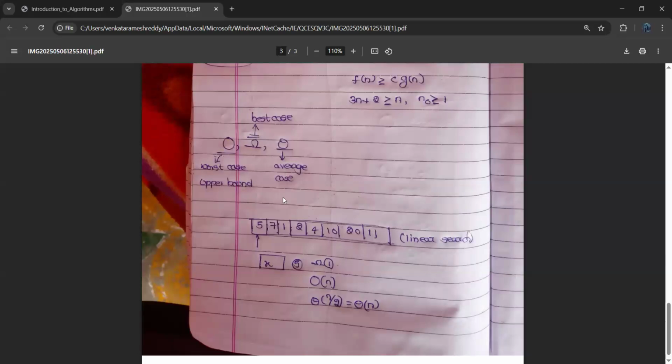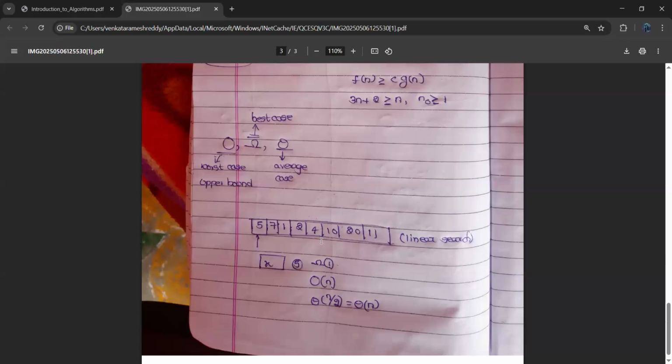So if I want to search something in this array, so if I want to search the element 5, the element 5 is found at the first position. So this is the best case. Best case means finding the element in a short amount of time. It means we are finding that element in the beginning only. So that's why it is the best case.